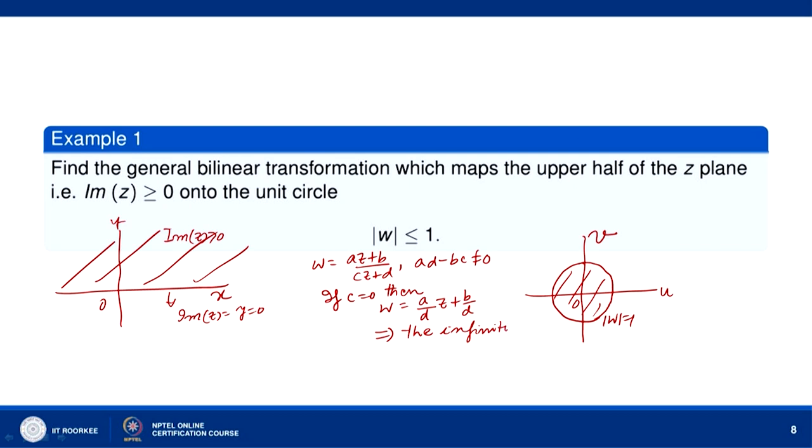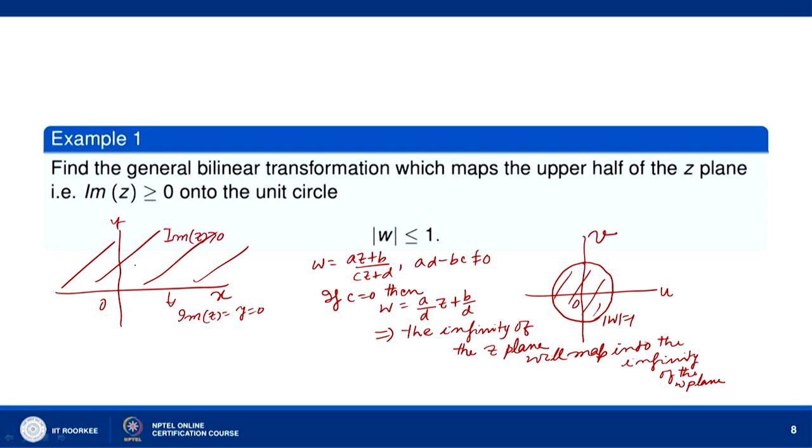The infinity of the Z plane will map into the infinity of the W plane. So this means that z equal to infinity of the z plane will go into infinity.